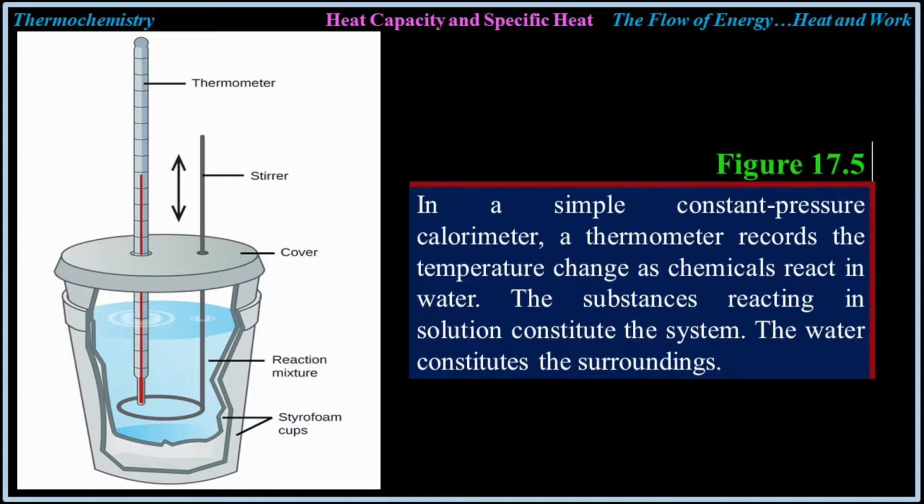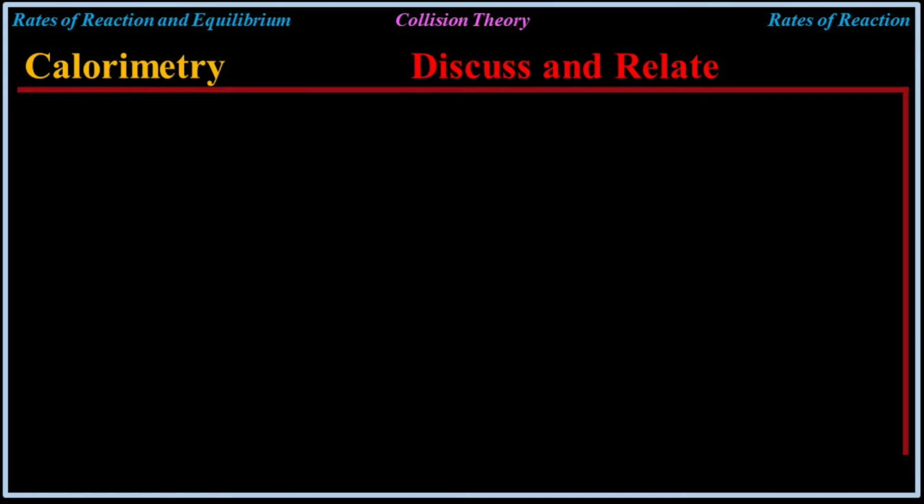In a simple constant pressure calorimeter, a thermometer records the temperature change as chemicals react in water. The substances reacting in solution constitute the system. The water constitutes the surroundings.